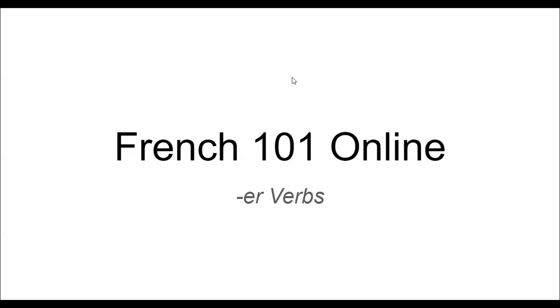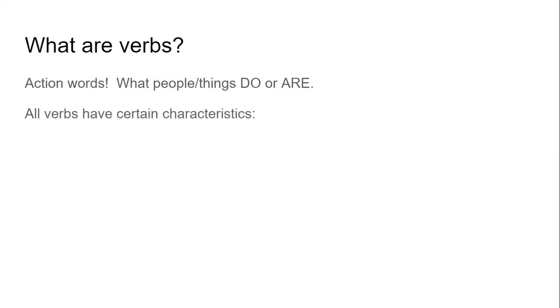All right, so making sure we're all on the same page about what verbs are. Of course, verbs are action words. They express what people or things do or are. I walk, you speak, he eats, she dances, he plays an instrument, etc. Or I am, you are, they seem, all these kinds of things. Doing and being. So verbs in all languages have certain characteristics.